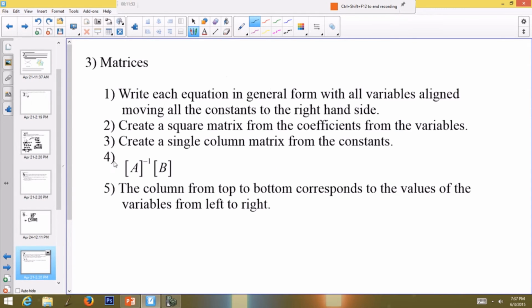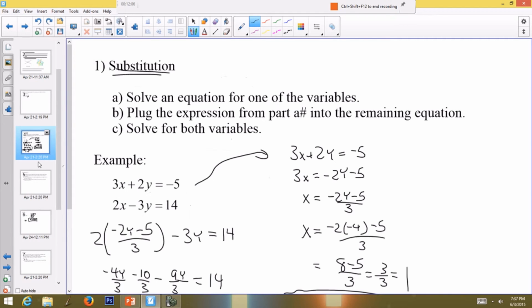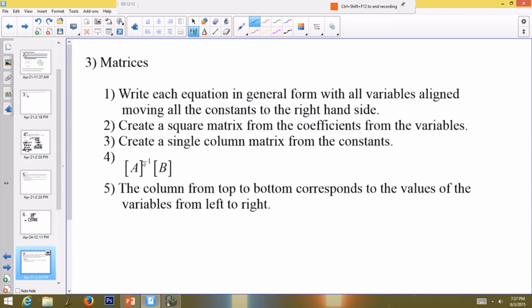of solving is matrices. So we're going to write each equation in general form. Now that's not different than what we had in the last two. General form: variables on the left-hand side, constants on the right. If we look at this original one, we got variables on the left-hand side, constants on the right. So that's going to be our general form with all the variables aligned. So a column for the x's, column for the y's, column for the z's, or whatever you have.